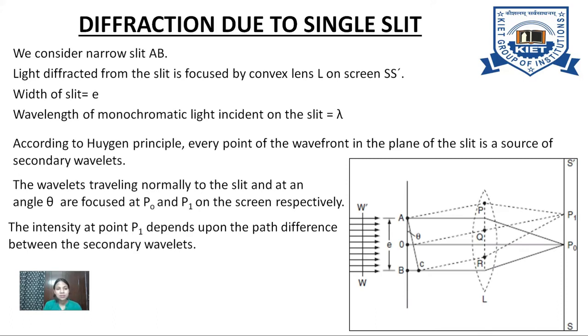Now we consider a narrow slit AB and the width of this slit is taken to be small e. Light is falling normally on this slit, and after diffraction from the slit, light is focused on screen SS' as you see in the figure. The focusing is done due to convex lens capital L, and here light which falls on the slit has wavelength lambda.